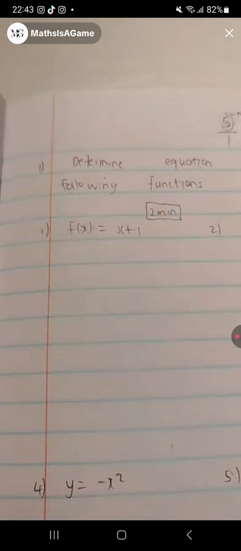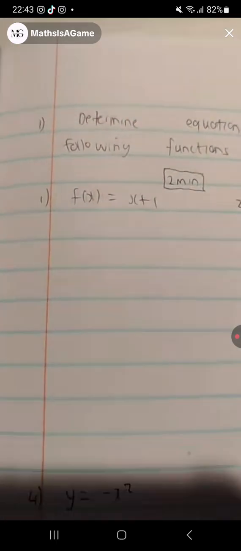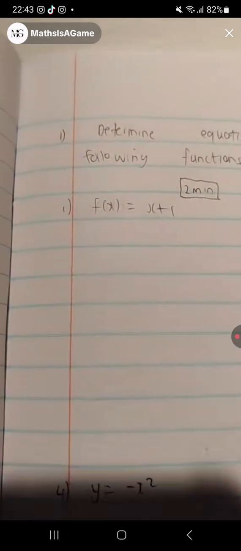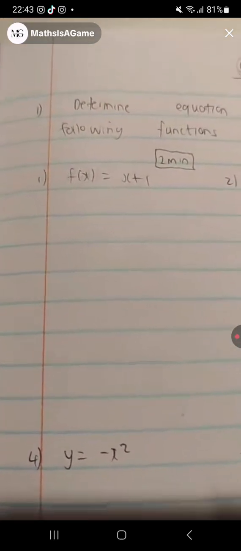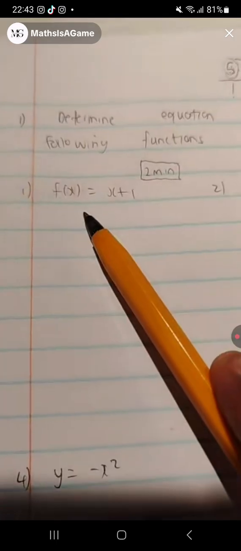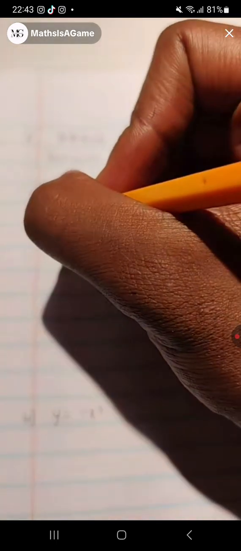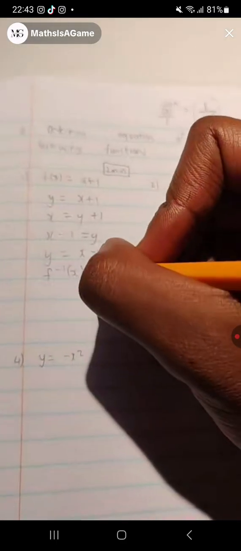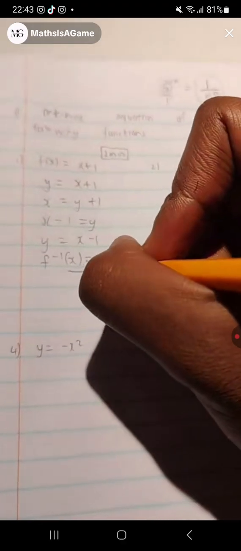So I hope you see now the 2 minutes lapsed with me focusing on something else. Okay, I see you guys have written answers. Very good. So let's just do it. I hope we are all in agreement. The answer for this one: y is equal to x plus 1. We swap. X minus 1 is equal to y. Y is equal to x minus 1. Remember, we were given the function as f of x, so we say inverse. So you guys are 100% correct.